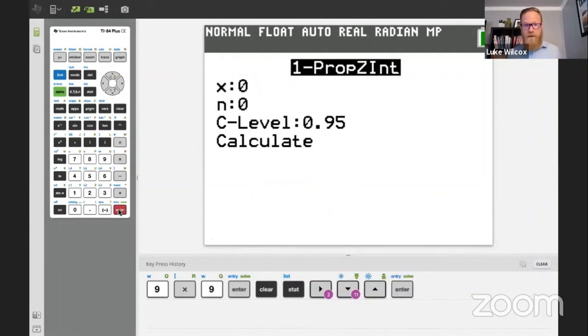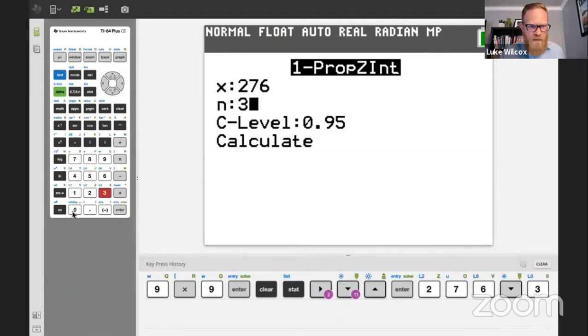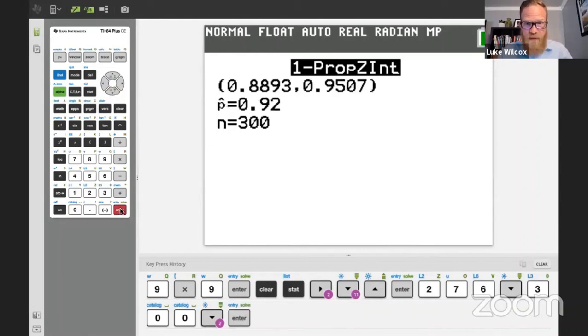Now, what the calculator wants here is the number of successes and the number of trials. And we had, remember, 276 successes out of 300. And that number of successes always has to be an integer, right? You can't have a decimal here. So 276 out of 300, confidence level is already set at 95% for me. So I can go ahead and hit calculate.